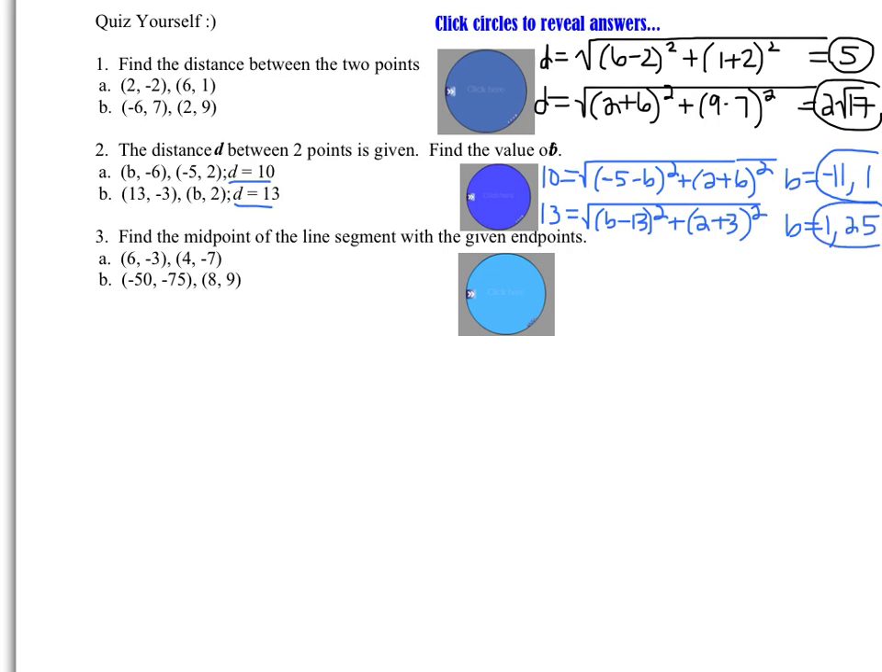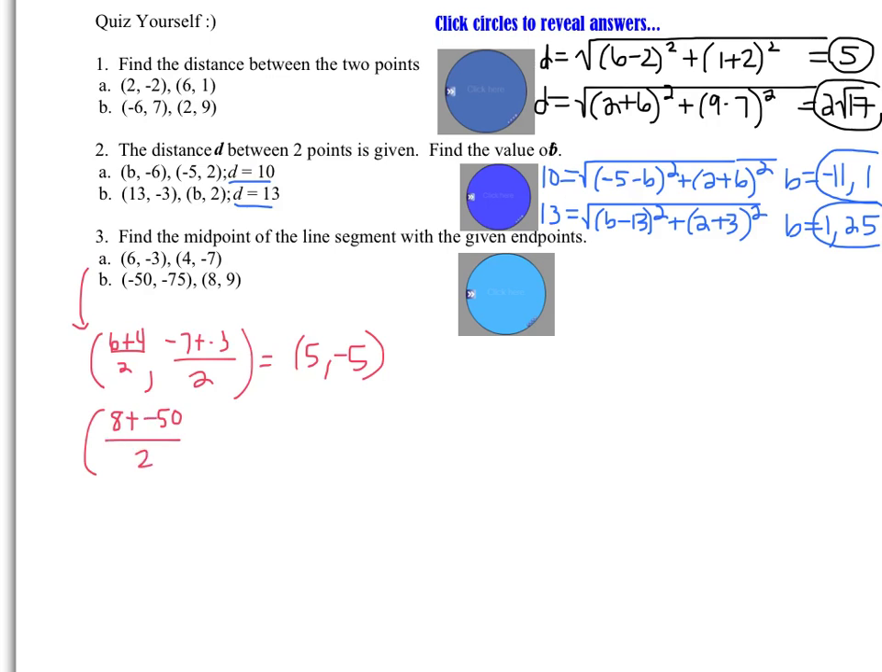And then finally, 2 midpoint problems here. I'll write them down here. So for part A, you're averaging the midpoint, so it'll be 6 plus 4 over 2 and -7 plus -3 over 2. So that's 5, -5. And then finally, part B, you do 8 plus -50 over 2, and then 9 plus -75 over 2. And the answer you should get is -21 and -33.